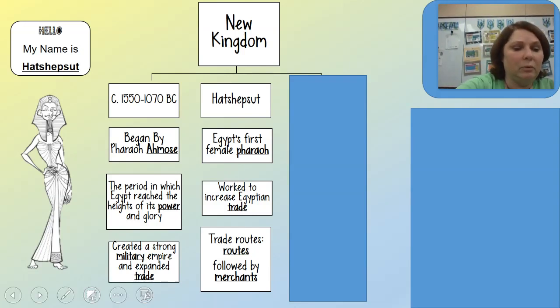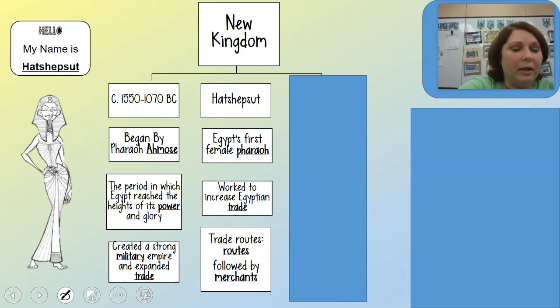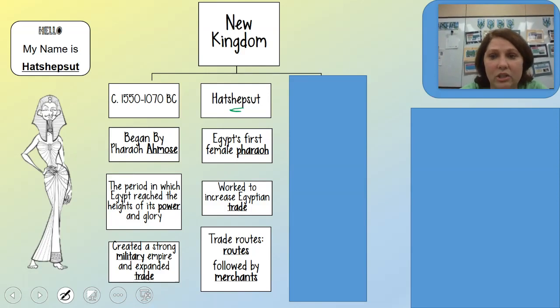So guys, some memory clues for you here. And remember, guys, I know these are kind of silly, but that's just the way it's going to be. But it'll help you remember that. So Hatshepsut actually has the word she in her name. Look at that, S-H-E. So circle that because this is our first female pharaoh. I will be looking for that and making sure you circle that. First female pharaoh.